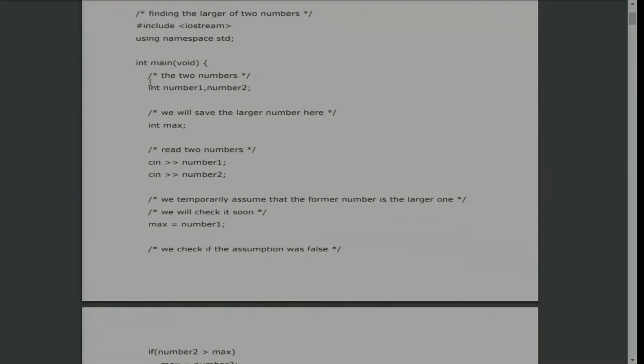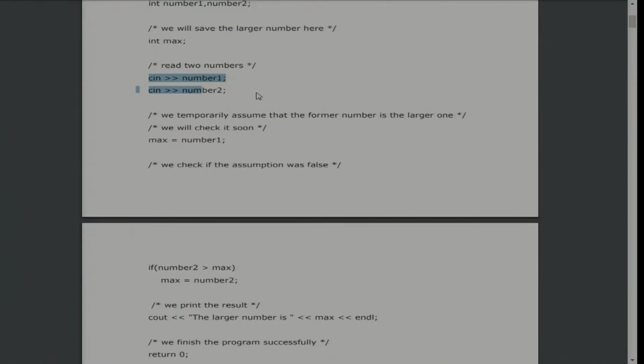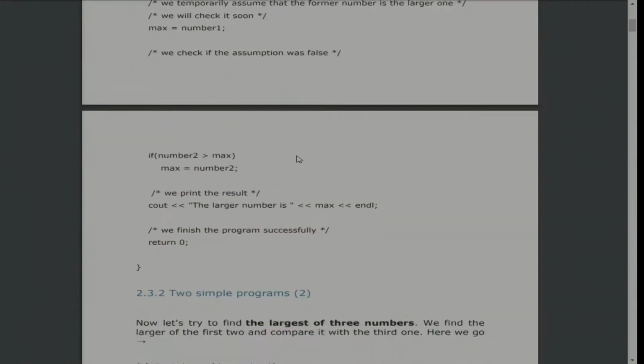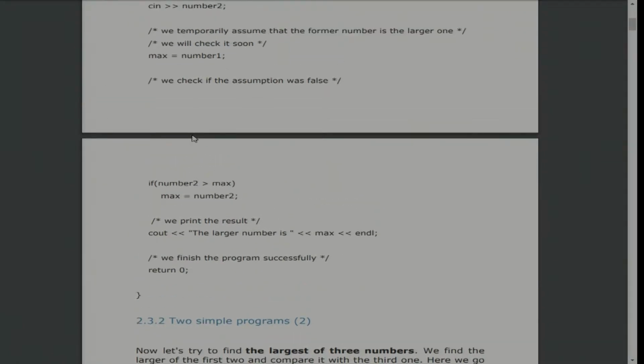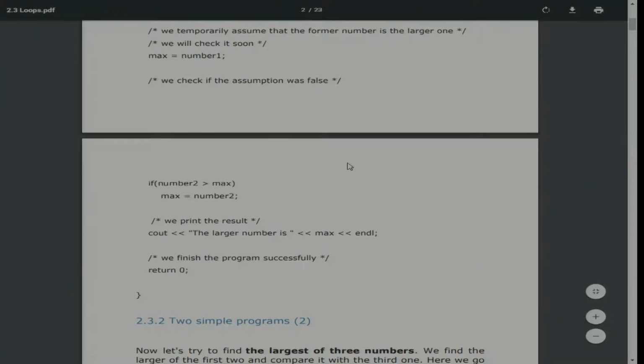If we can go through this, there we declare our numbers. Then Cin, we get our two numbers. Then we assign the first number as the maximum, in our case the largest. Remember here we say the largest is number 1. Then we use an if statement to check if number 2 is greater than number 1, the maximum. If that is true, then the maximum now becomes number 2. But if that is false, then number 1 remains the largest number of the two.